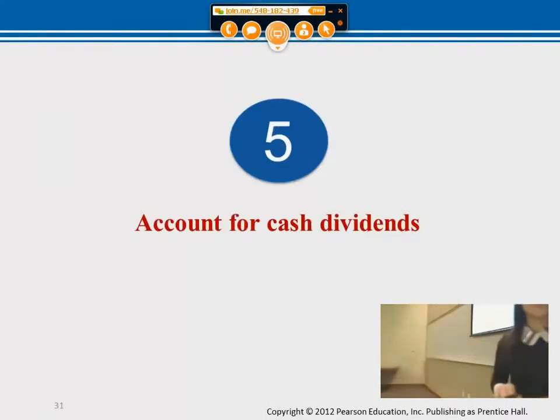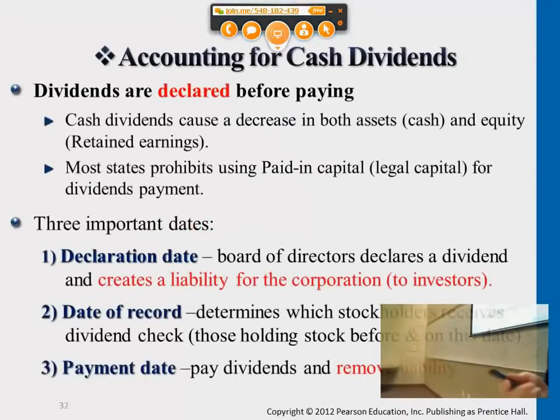I'm going to move on to dividends. Now, dividends, again, if the company decides to, oftentimes if they do have net income and enough accumulated retained earnings, they reward investors by giving dividends at year end.